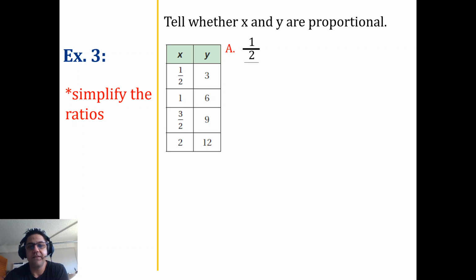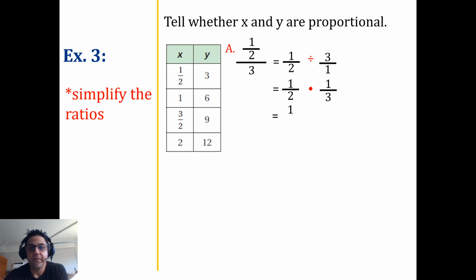So 1/2 over 3. Well, we really know that's 1/2 divided by 3, which is really 1/2 multiplied by 1/3. Again, that was from chapter 2, I believe.